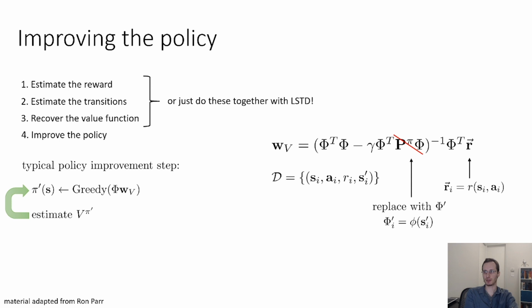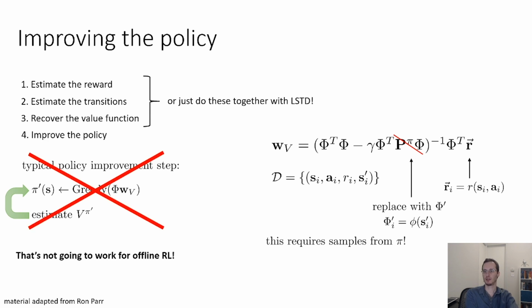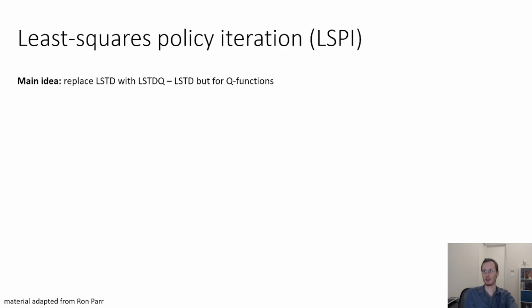And the problem is that we assume that our data set comes from the policy pi. So if we're changing the policy, our data set is no longer valid, right? Those phi primes that we used required samples from pi. So this is not going to work for offline RL. This works for policy evaluation, but not for offline reinforcement learning.